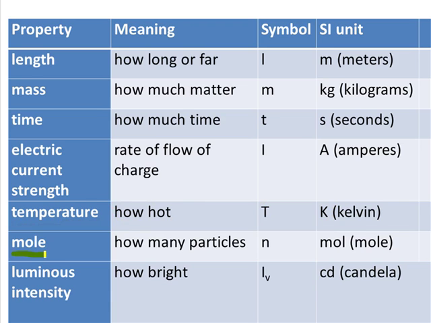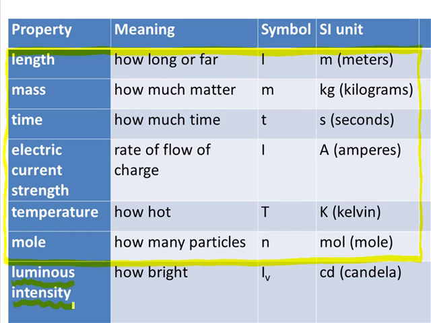Moles means how many particles. The symbol for moles is n and the unit is mole, which we shorten as mol. But we call it mole, not mol. These 6 that I've just mentioned now, you are going to come across in the physical science that you learn in grades 10 to 12. You will probably not come across the last one, luminous intensity, but that is also an SI property, and the SI unit of that property is candela, cd.